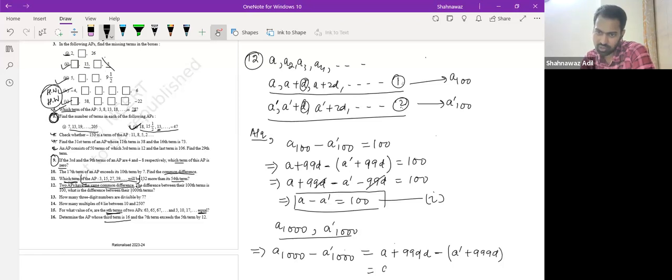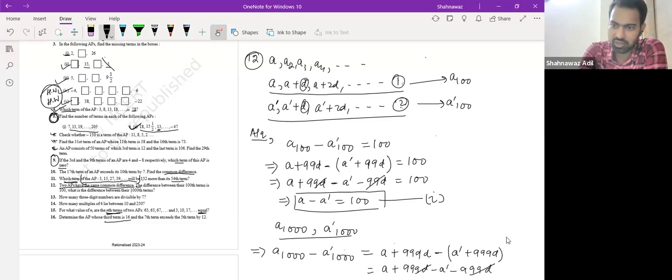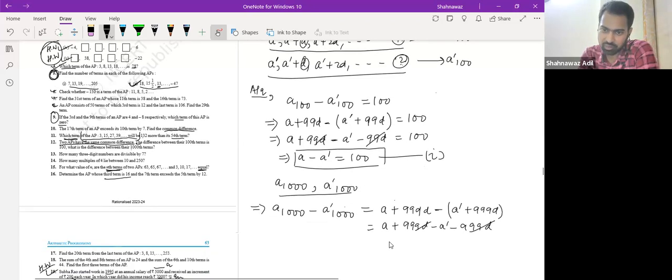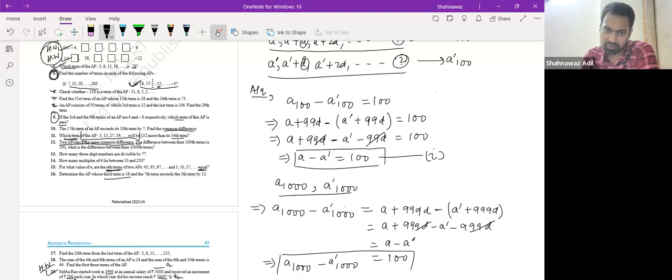So again, we remove this bracket. So this would be minus A prime minus 999D. This cancels and we have A minus A prime. But do we know the value of A minus A prime? A minus A prime is 100, so from equation 1, we can write that this is 100. So the difference between their 1,000th term would be the same, 100. So is that clear, guys? Yes, sir. Any doubt?